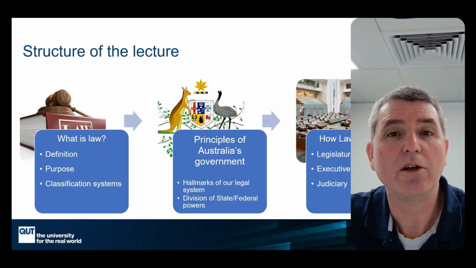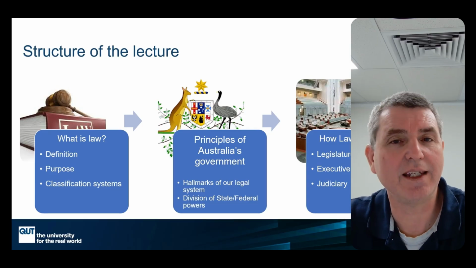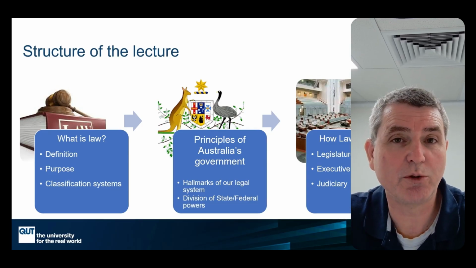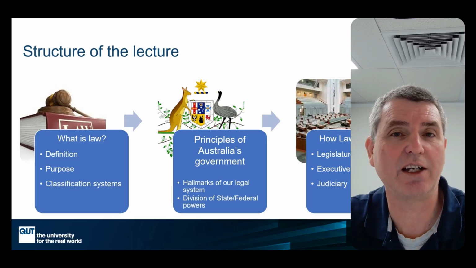To do that, we've got to look at some of the hallmarks of our system, some of the principles on which it's based and why they're based on these principles, and their historical development as well. That way we'll have a much more nuanced and better understanding of our legal system and how it all fits together. That will allow us to do the last segment, which is how the system actually operates today.